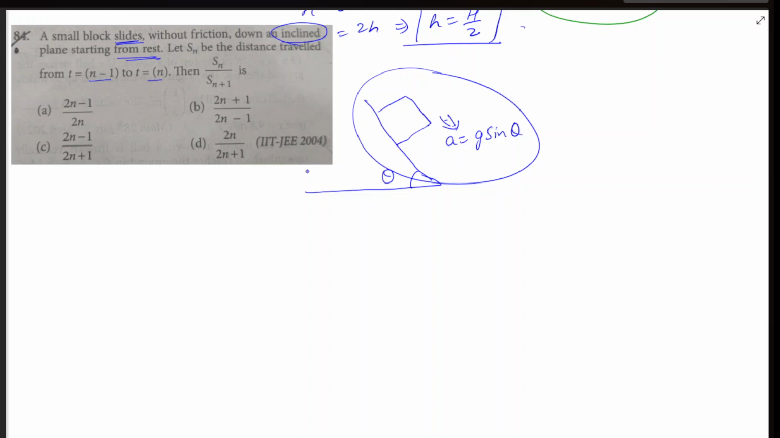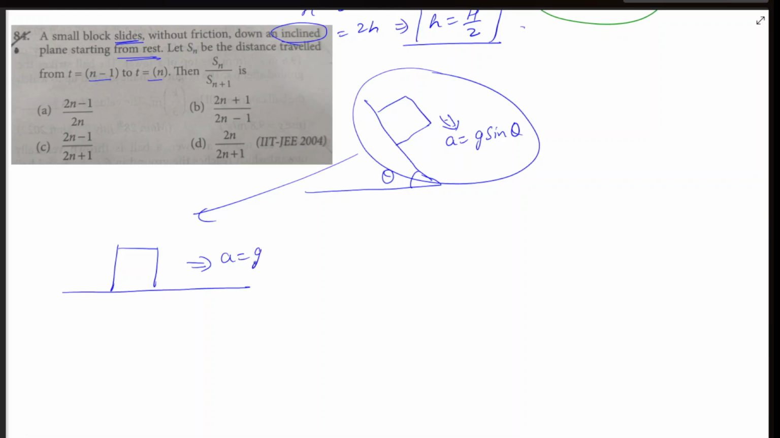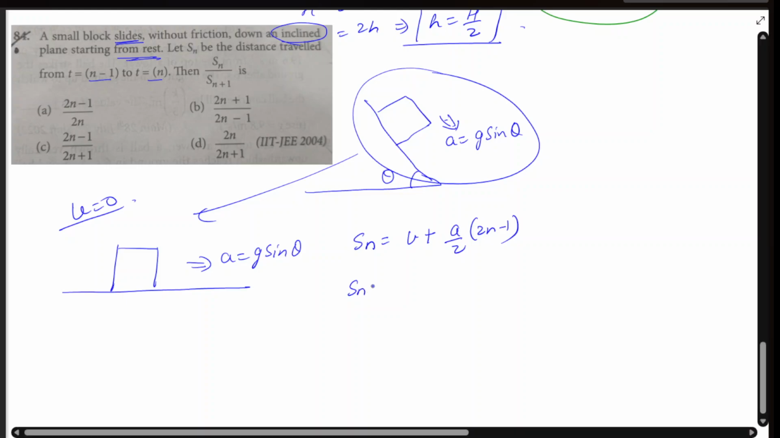So I can clearly make the situation like this. This is our horizontal, okay? This is our block and it is moving with the acceleration g sine theta. Very easy. It is starting from rest, so u is 0. Now we know the formula for the nth second. What was it? Sn will be u plus a by 2 into (2n minus 1), right? Simple. And u is 0, so the formula will be Sn equals a by 2 into (2n minus 1), right?